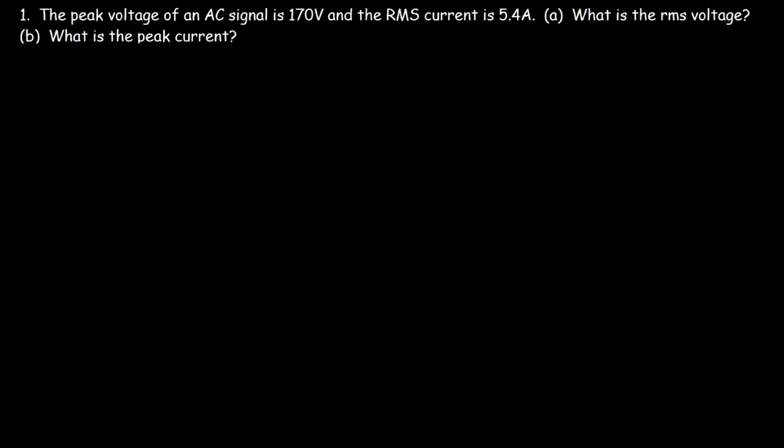Now let's work on some problems. Number 1, the peak voltage of an AC signal is 170 volts. And the RMS current is 5.4 amps. What is the RMS voltage? What is the peak current?